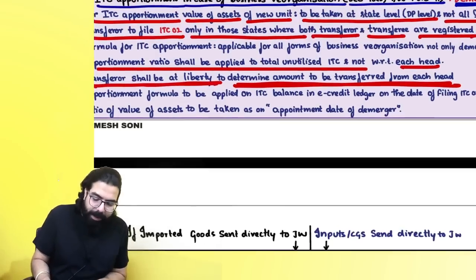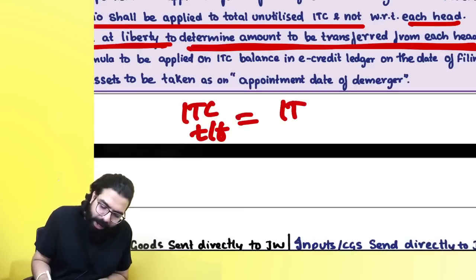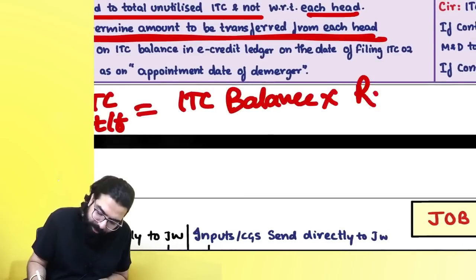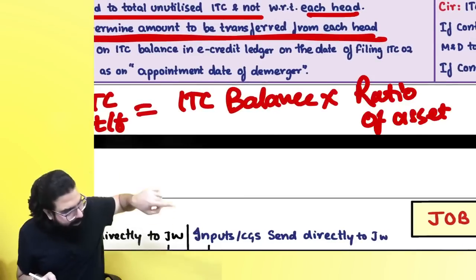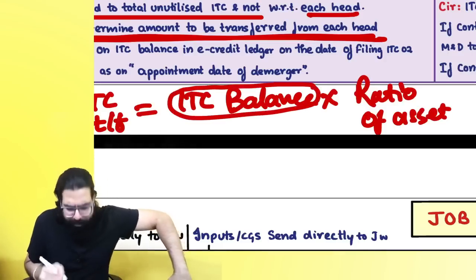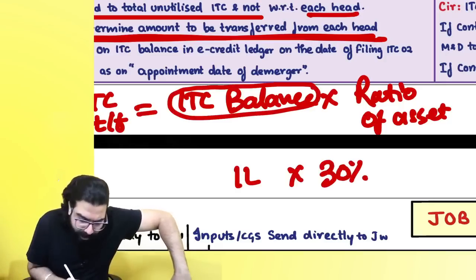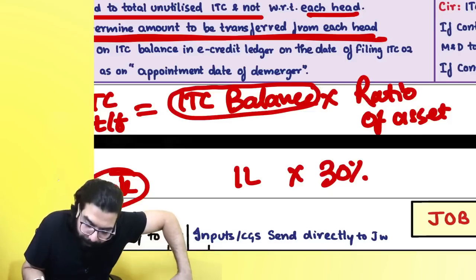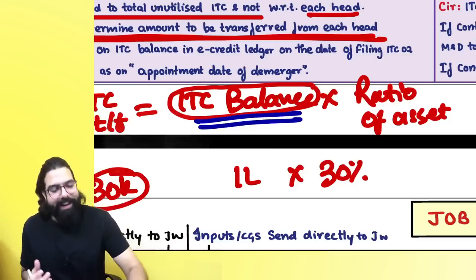Then people asked, sir, if I have to transfer ITC, is ITC to be transferred equal to the ITC balance multiplied by the ratio of assets? Correct, sir? What is the asset transfer ratio? I have to apply it on the ITC balance. For example, if the ITC balance is 1 lakh and the asset transferred is 30%, then 30,000 has to be credited and transferred.